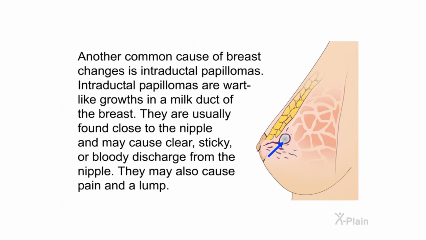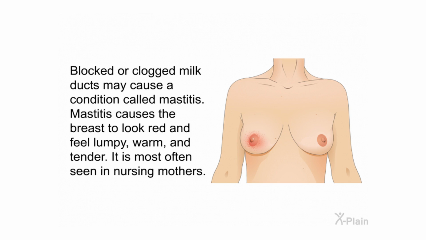Another common cause of breast changes is intraductal papillomas. Intraductal papillomas are wart-like growths in a milk duct of the breast. They are usually found close to the nipple and may cause clear, sticky, or bloody discharge from the nipple. They may also cause pain and a lump. Blocked or clogged milk ducts may cause a condition called mastitis. Mastitis causes the breast to look red and feel lumpy, warm, and tender. It is most often seen in nursing mothers.